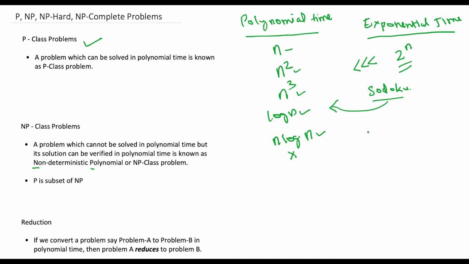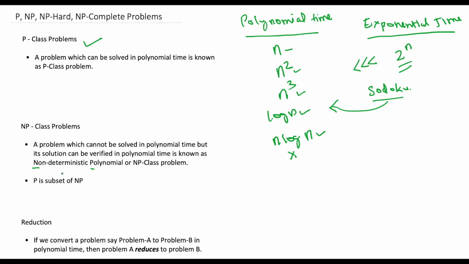Another example is finding the factors of a number. If the number is very big, then it will be very difficult to find its factors. But once the factors are given, you can just multiply them and verify the number very easily. A problem which cannot be solved in polynomial time but whose solution can be verified in polynomial time is known as non-deterministic polynomial, or NP class.